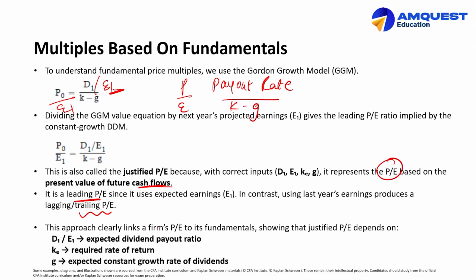This approach clearly links a firm's PE to its fundamentals, showing that justified PE depends on expected dividend payout ratio, required rate of return, constant growth rate of dividends. तो ये theory question के लिए important. PE ratio, justified PE ratio depends on 3 factors. You have to remember these 3 factors. So expected payout ratio, KE and G.